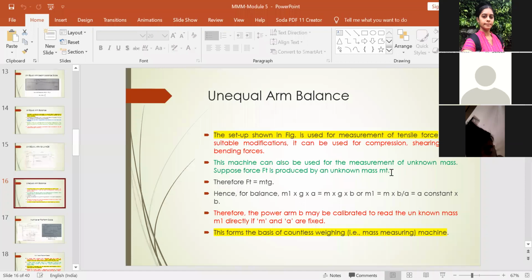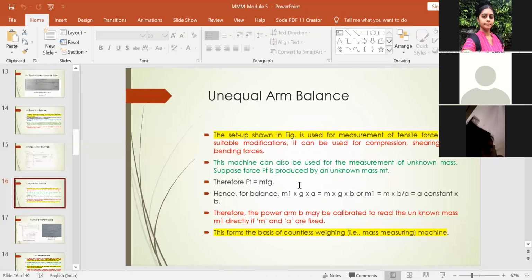And the unknown mass can also be determined. The same thing for the unknown mass also. Therefore, here you have the equation F is equal to m into g. So for the unknown mass specifically, the test force is equal to the mass associated into g. For balancing, you will write m1 into g into a. So m1 will be the unknown mass, and a is the fixed distance from the load arm. That will be equal to m into g into the distance of the power arm.